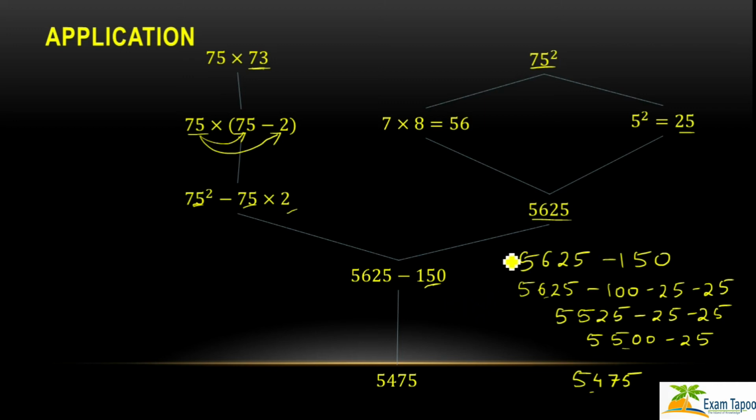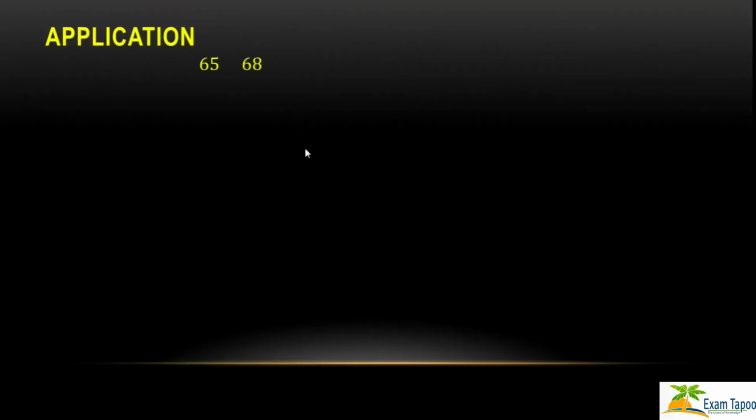5475. It means I can calculate the product of 73 and 75 by applying the concept of square, and I can convert this particular calculation as square of 75 minus 75 times 2. So square 75 times 73 comes out to be 5475. So the result is 5475. It's a very interesting technique. Okay, let's see some more examples.